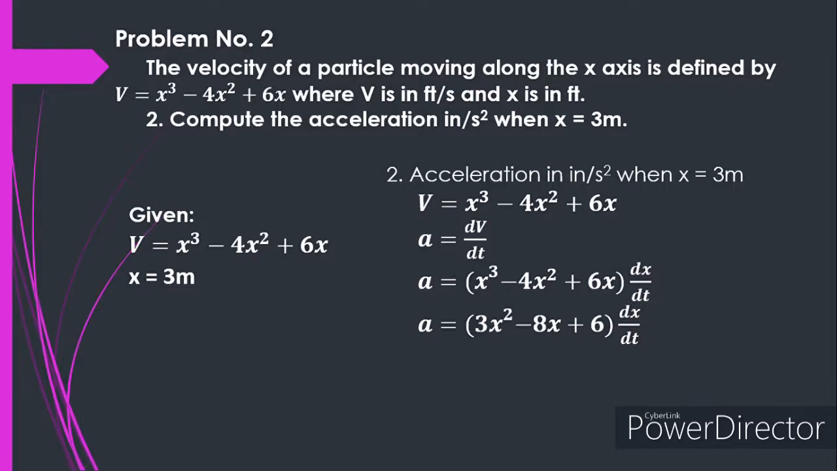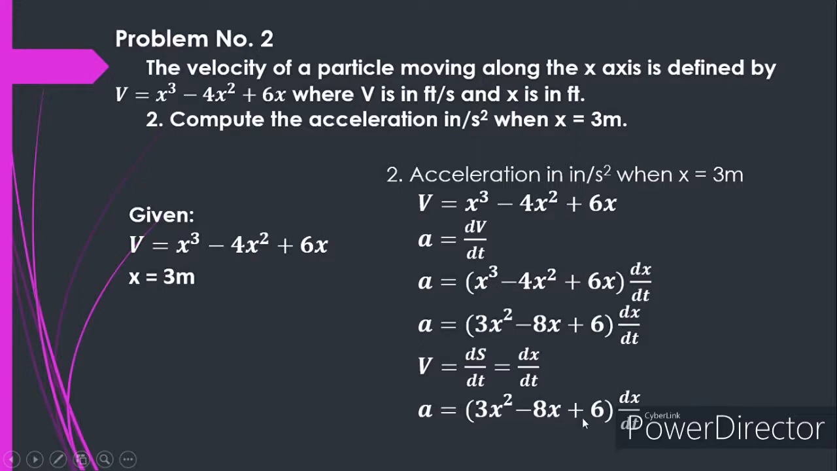Alright, so yan yung ating first formula. Hindi ba class si v natin is equals to ds over dt? Tama? Or equals sa dx over dt. Kaya, ang magiging formula natin, acceleration is equals to 3x squared minus 8x plus 6 times dx over dt. So, si dx over dt, siya si v. Simplify natin equation. a is equals to 3x squared minus 8x plus 6 times v. So, meron tayong equation 1.